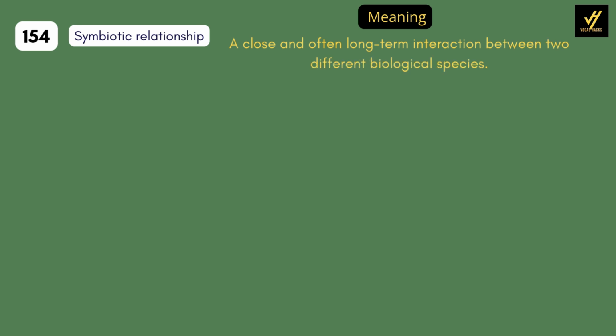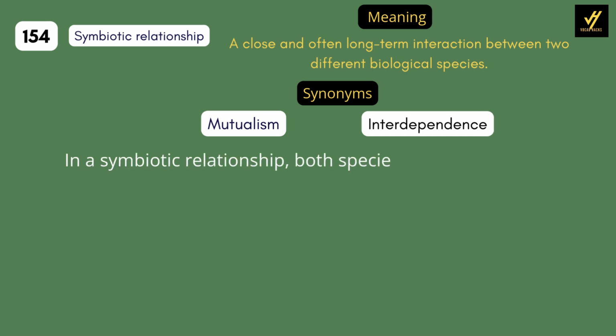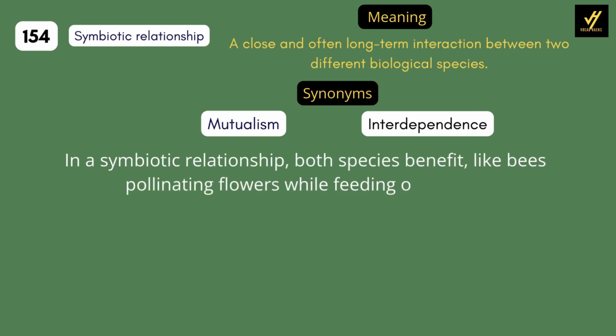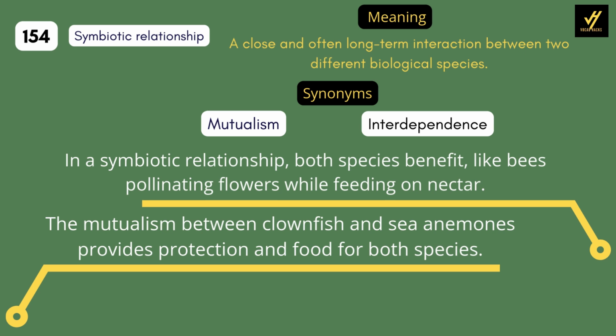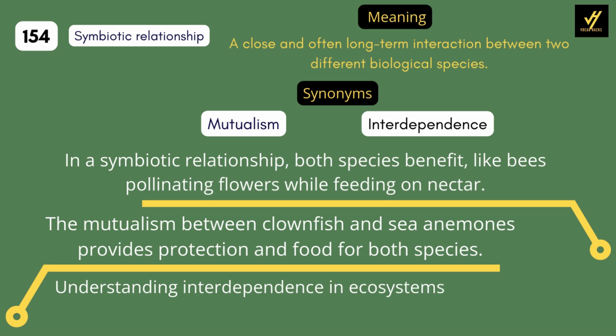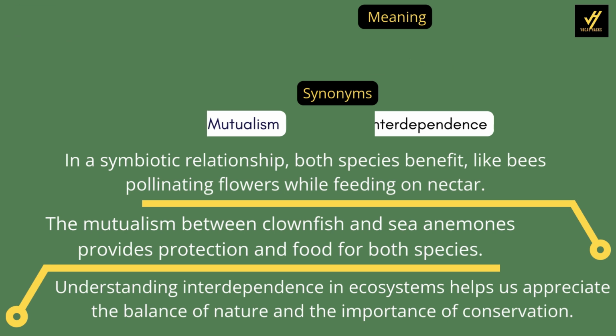Symbiotic relationship, a close and often long-term interaction between two different biological species. Mutualism, interdependence. In a symbiotic relationship, both species benefit, like bees pollinating flowers while feeding on nectar. The mutualism between clownfish and sea anemones provides protection and food for both species. Understanding interdependence in ecosystems helps us appreciate the balance of nature and the importance of conservation.